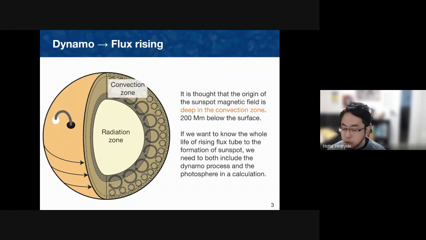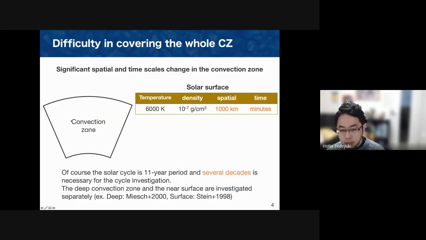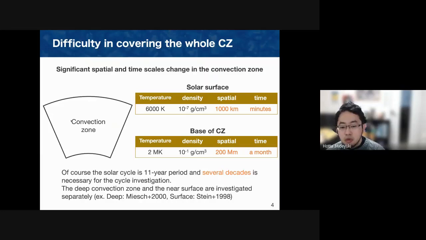This is a very tough challenge because there are very significant spatial and time scale changes in the convection zone. At the surface, the temperature is 6,000 Kelvin and the density is 10 to the minus 7 gram per cc. The spatial scale of the granulation is 1 to 2 megameters, so 1,000 kilometers, and the time scale is minutes. But in the deep convection zone, the temperature is 2 million Kelvin and the density is 10 to the minus 1 gram per cc. So this is a gap of a factor of 1 million. The spatial scale is 200 megameters at the base of the convection zone, and the time scale of the convection is a month.